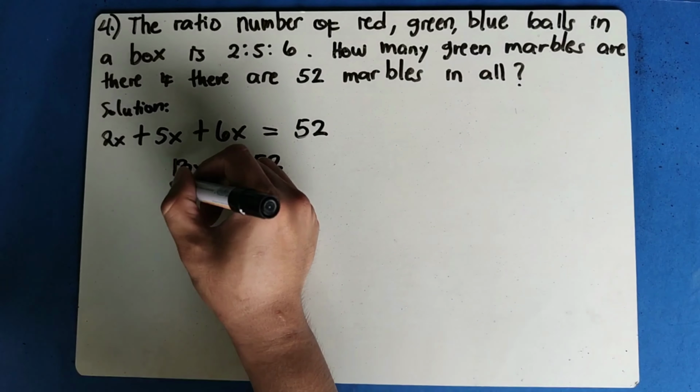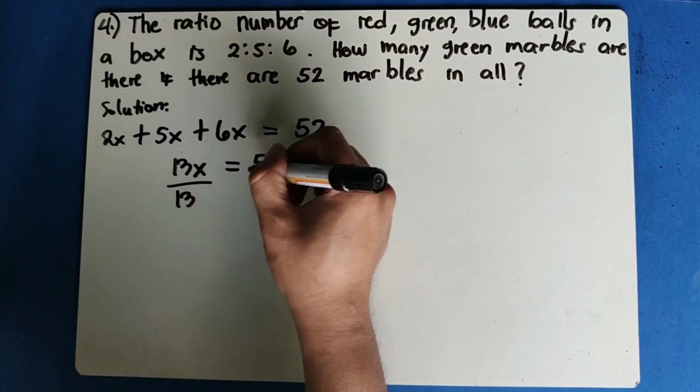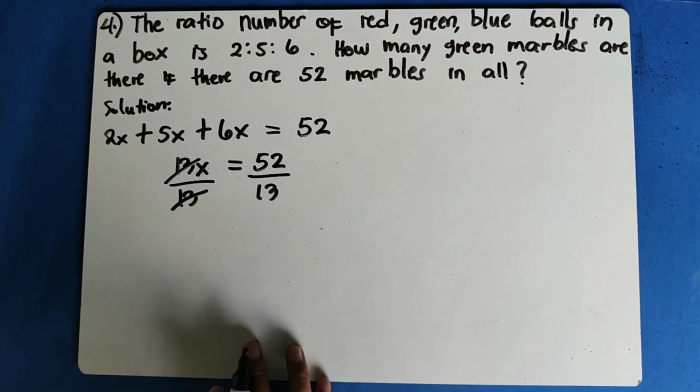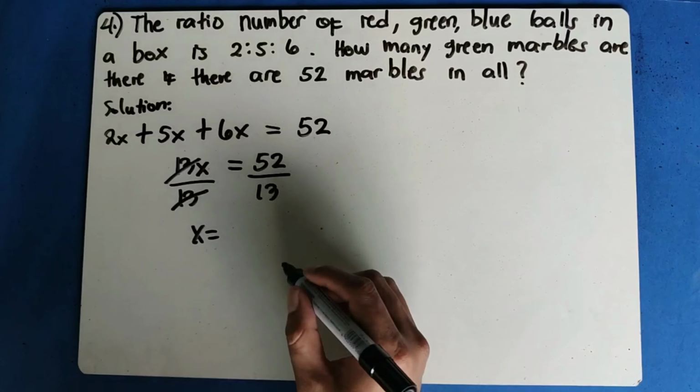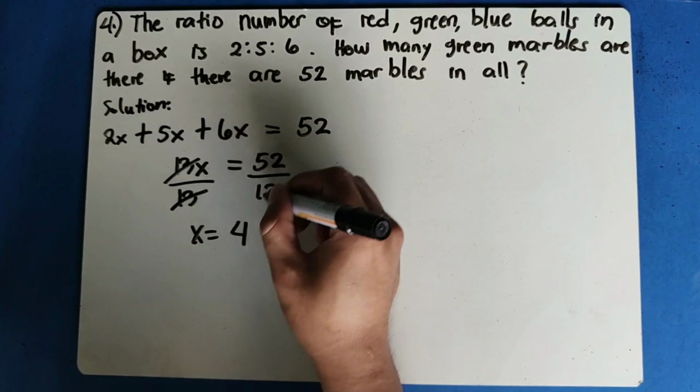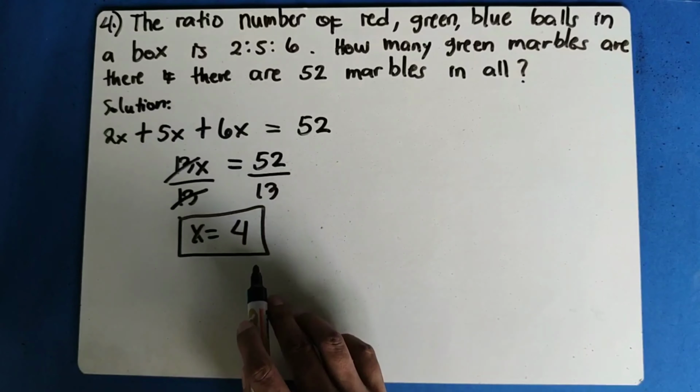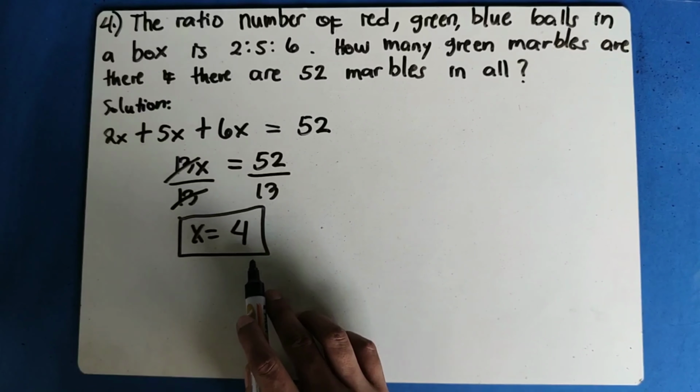So, divide both sides by 13 to find the value of x. So, our x is 4. So, 52 divided by 13, the result is 4. This is not yet the final answer. This is just the value of x pa lang, class.